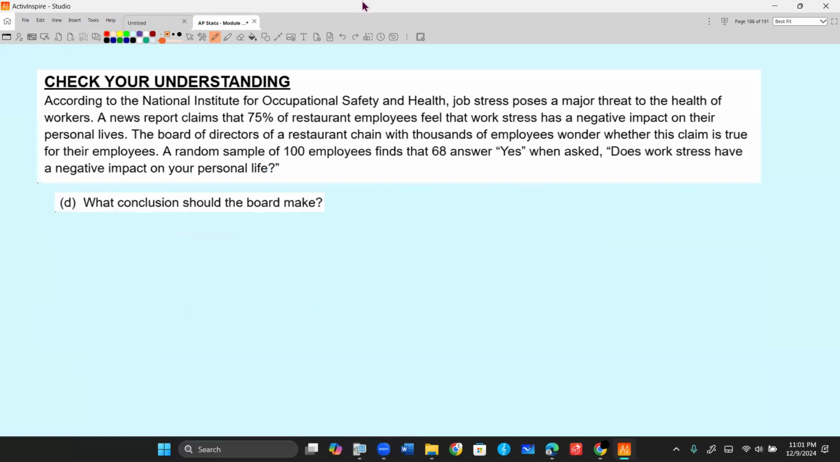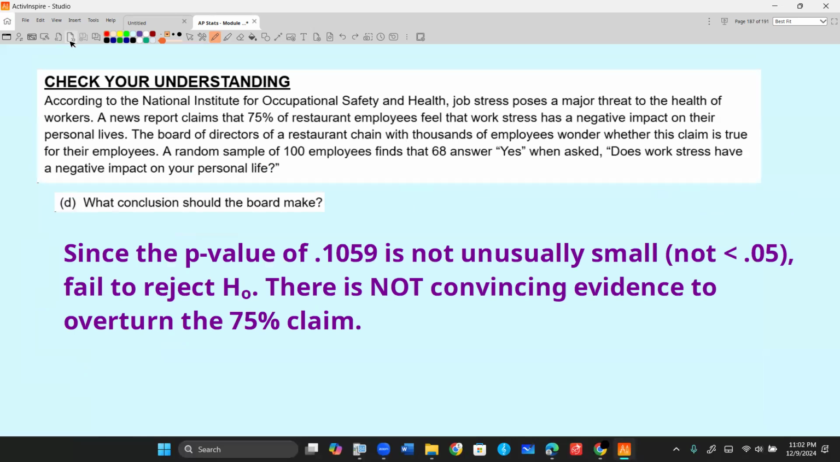What's our conclusion? That's a very high p-value, so it's not unusually small. We're going to fail to reject the null hypothesis. There's not convincing evidence to overturn the 75% claim.